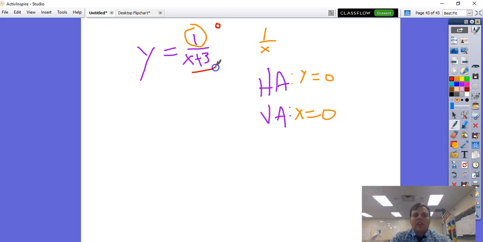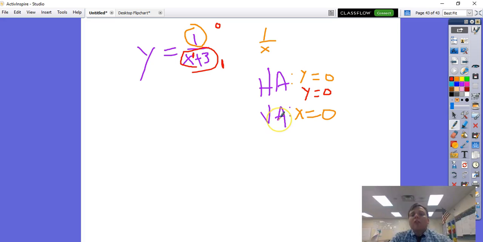Okay, now let's look at the denominator, x plus 3. Well, I have an x, and it's understood to be raised to the 1 power, so that's a degree of 1. Okay, since 1 is bigger than 0, I say this is bottom heavy. When something is bottom heavy, the horizontal asymptote is y equals 0. Okay?